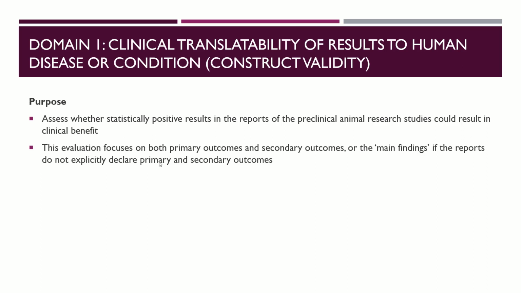The first domain is clinical translatability of results to human disease or condition, otherwise known as construct validity. What's the purpose of this domain? It's to assess whether statistically positive results in the reports of the preclinical animal research studies could result in clinical benefit. This evaluation focuses on both primary outcomes and secondary outcomes, or the main findings if the reports do not explicitly declare primary and secondary outcomes.